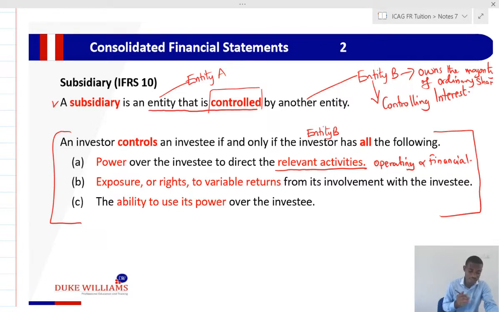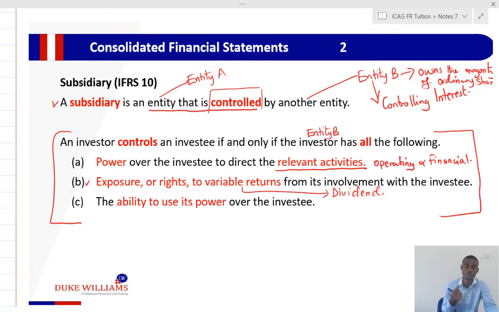The next one is that the investor, entity B, is exposed, so there is exposure or right to variable returns from its involvement with the investee. So it means that entity B is not promised a fixed return, and this return, which is variable, is dividend. So entity B is not promised a fixed return on the investment in entity A. It keeps changing, and sometimes they might not even get dividend, depending on the performance and also the policy of the management or directors.